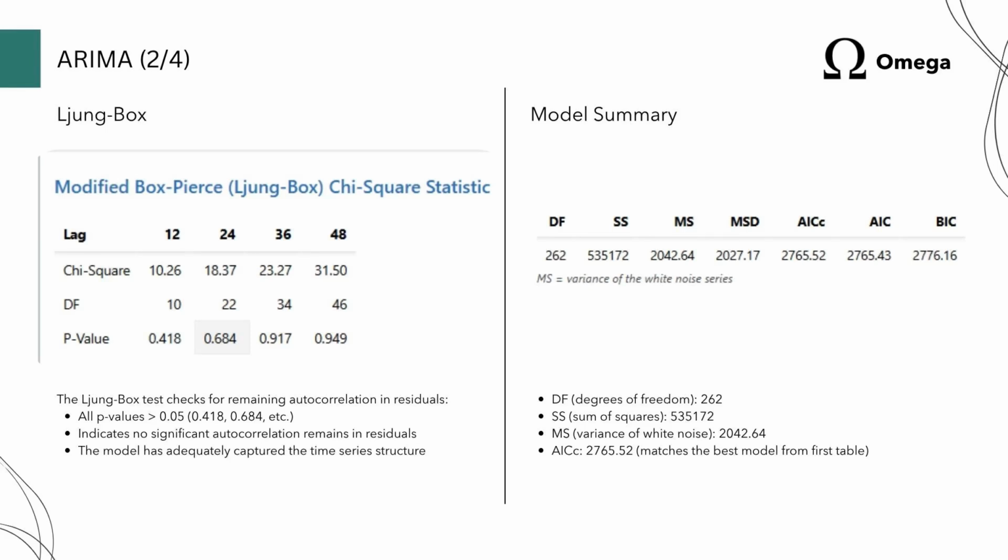For the model summary, it shows degrees of freedom of 262, white noise variance of 2042, and consistent AIC scores with our selection, with a negative AR(1) coefficient of negative 0.144, which suggests mean reverting behavior in the data. This shows that both the constant, 6.83, and the AR terms are statistically significant, showing that P is smaller than 0.05.